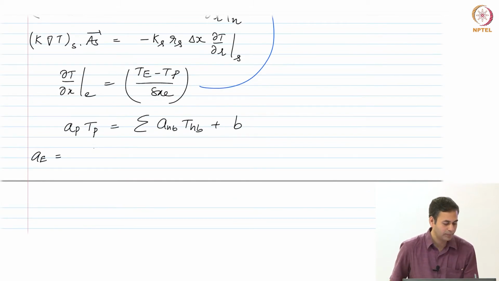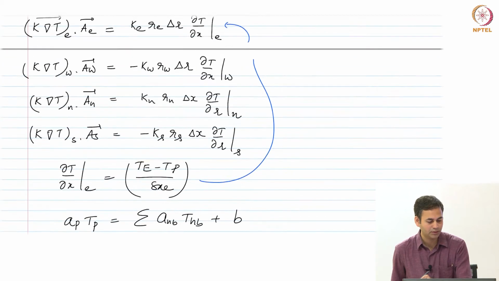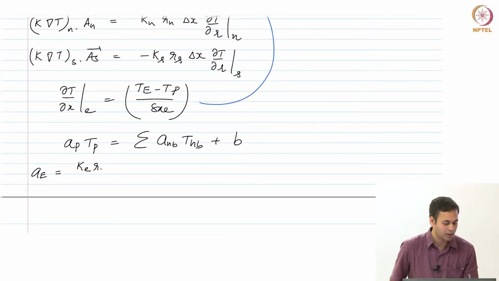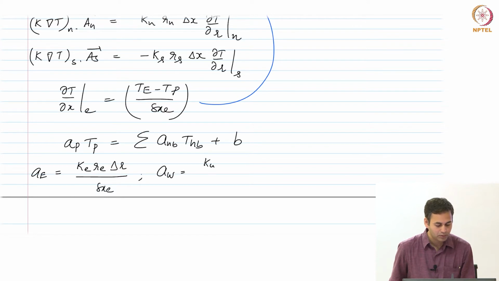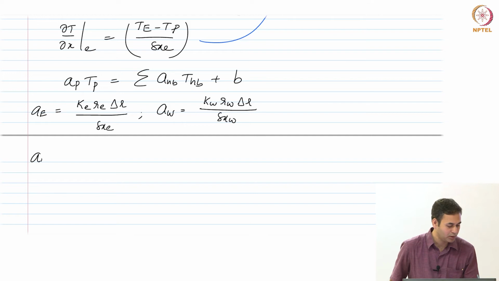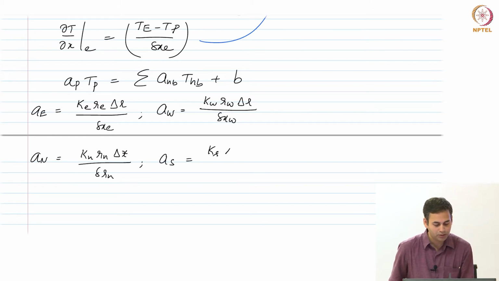Out of which, what is A east now? A east is K east R east delta R upon del x E. A west is K west R west delta R upon del x W, and A north is K north R north delta x upon delta R north, and then A south would be K south R south delta x upon delta R south.